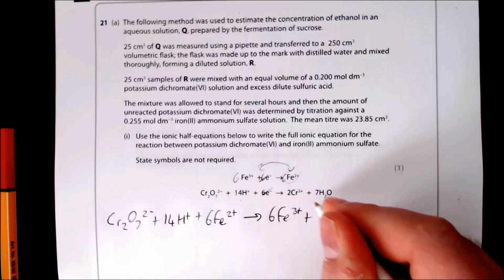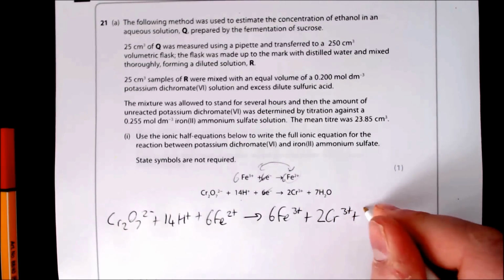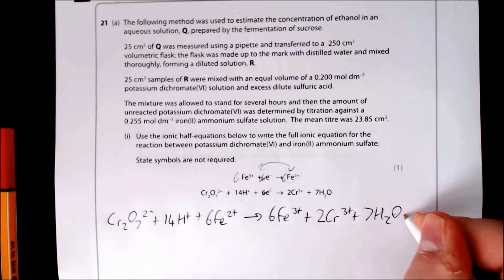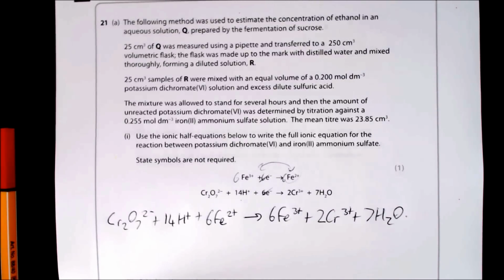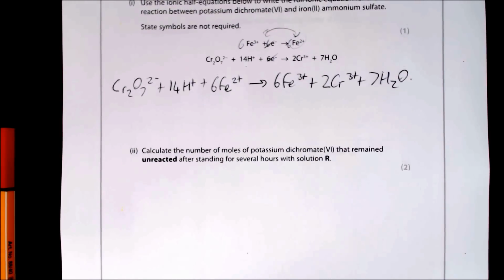We're also going to form 2Cr3+ plus 7H2O. And there we go, so there's our equation. Now this is going to be really useful when we do our titration calculation, so we'll come back to this.